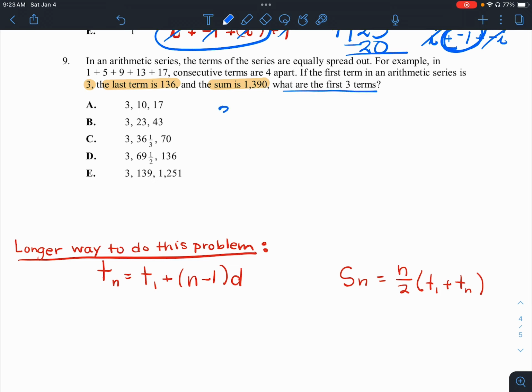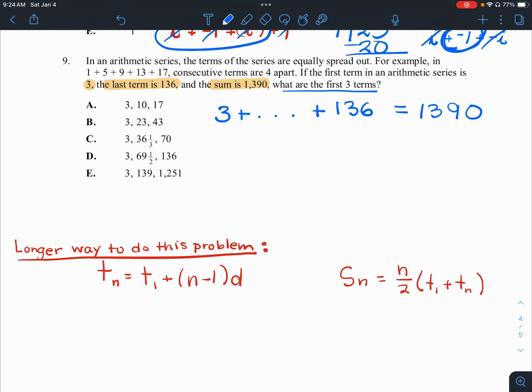So here's what we know. We know we start out with 3. We actually are not sure right now what the common difference is, but we know the very last term in this sequence is the number 136. And then if you were to add all those up, 3 plus whatever all the missing terms in between here, and end at 136, they all sum up to be 1,390. Okay. Well, let's look at these answers because I think that we can eliminate a couple of these right away.